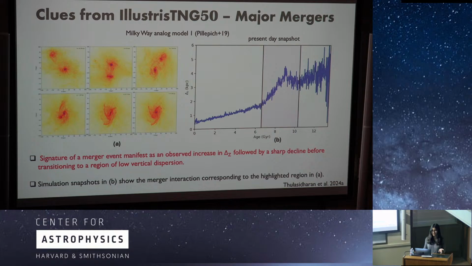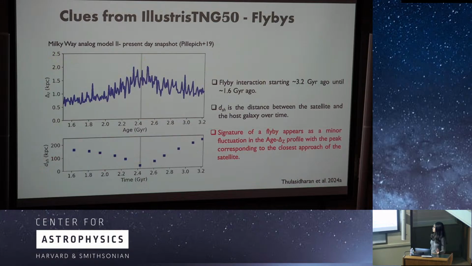Now how about a flyby? So here is another Milky Way analog model, let's call it model 2, from Illustris TNG50. This galaxy underwent a significant flyby interaction starting around 3.2 gigayears ago, lasting until about 1.6 gigayears ago.